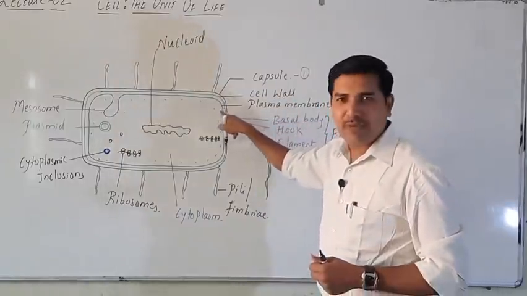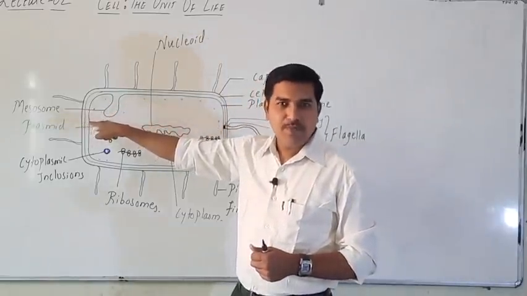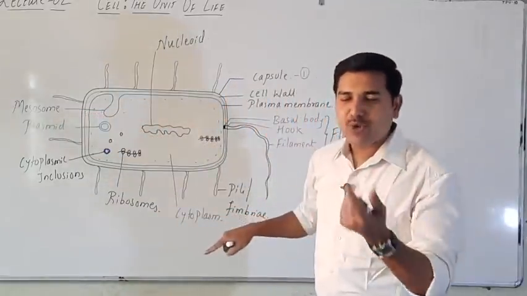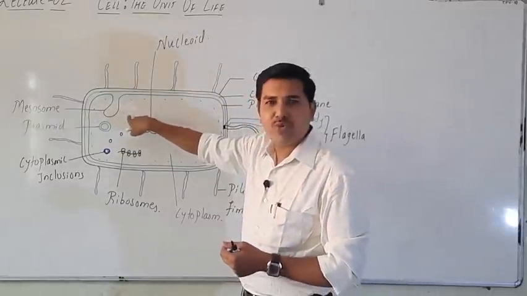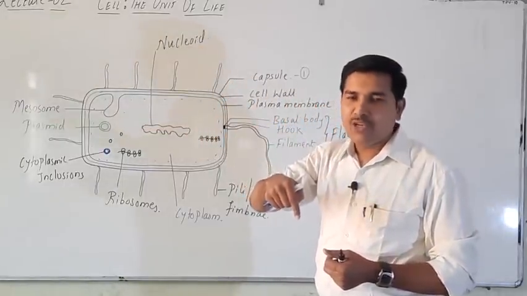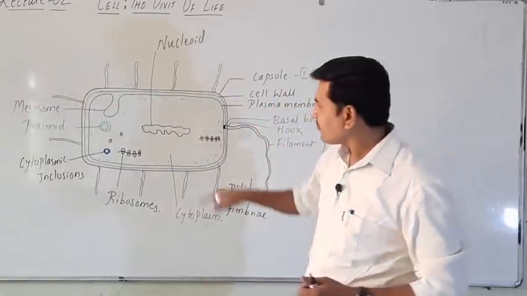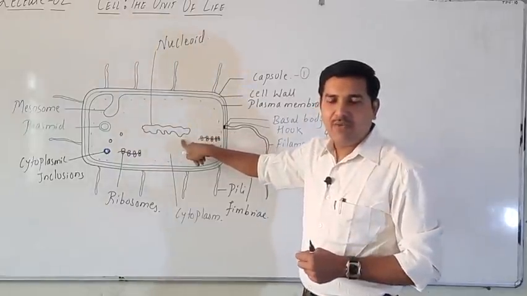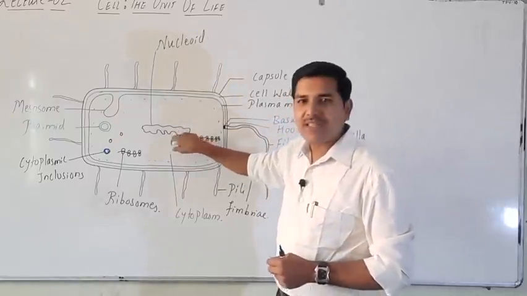Third one is a plasma membrane. The infolding of the plasma membrane forms a mesosome. That mesosome helps in cell division. And the shape of the mesosome might be different. It might be tubular, or it might be what? Laminar. Then inside this it has the genetic material, where we call it as a nucleoid. Nucleoid contains DNA. This DNA is present naked in the cytoplasm.